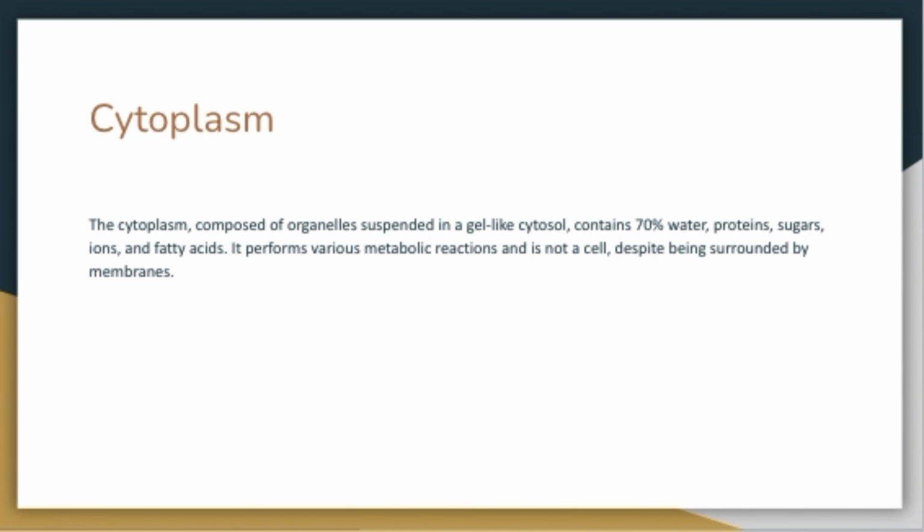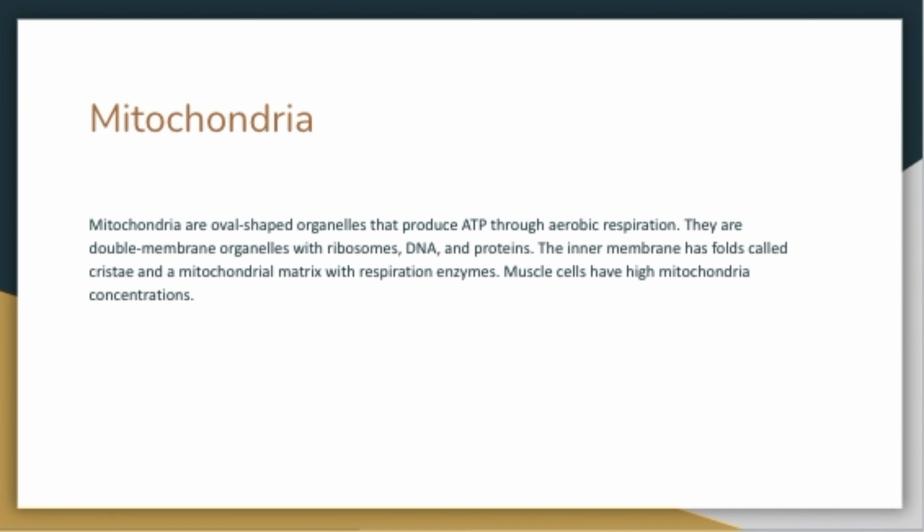It is important to remember that organelles are part of a cell. Organelles are not cells, even though they are often surrounded by membranes. Mitochondria produce adenosine triphosphate via aerobic respiration. Chloroplasts are plant cell organelles that carry out photosynthesis.